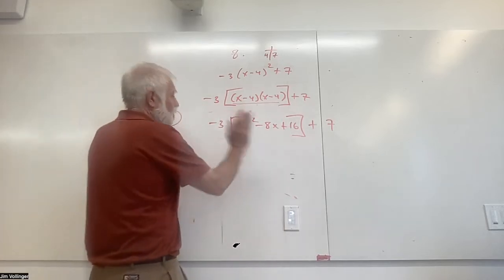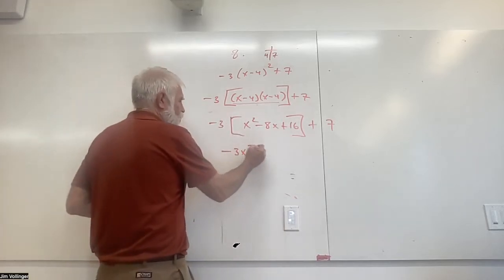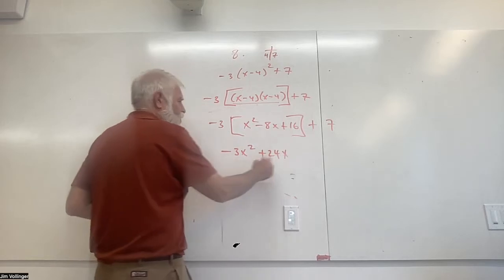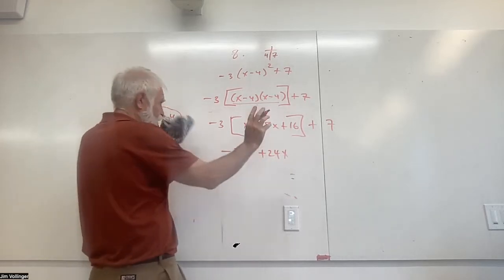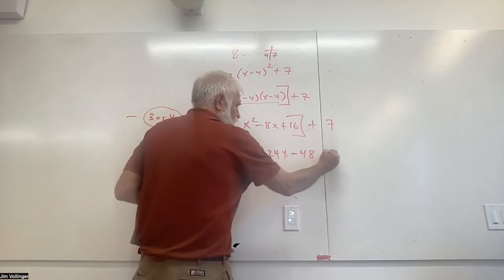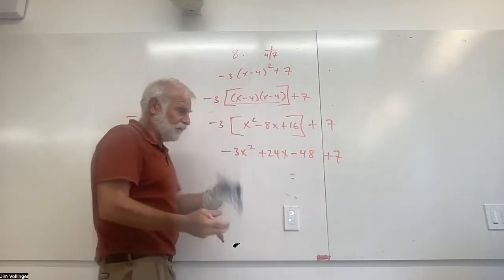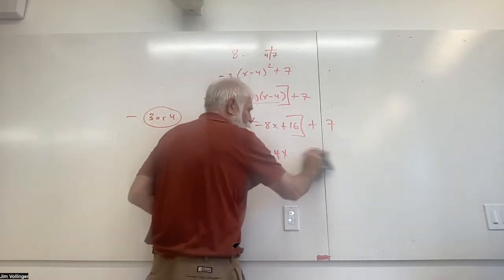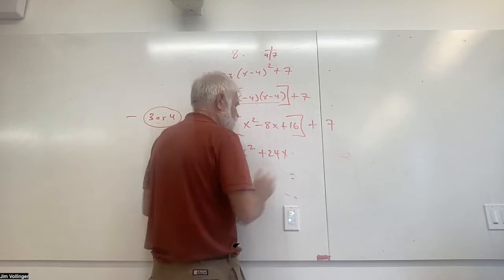All right, so now, what's your final answer? Minus 3x squared plus 24x. Hopefully, you're watching minus times a minus. That's where you got to be careful at this level. Minus times a positive plus 7. I got the marker or the eraser, so I'm going to write minus 41 now. I think that's right.